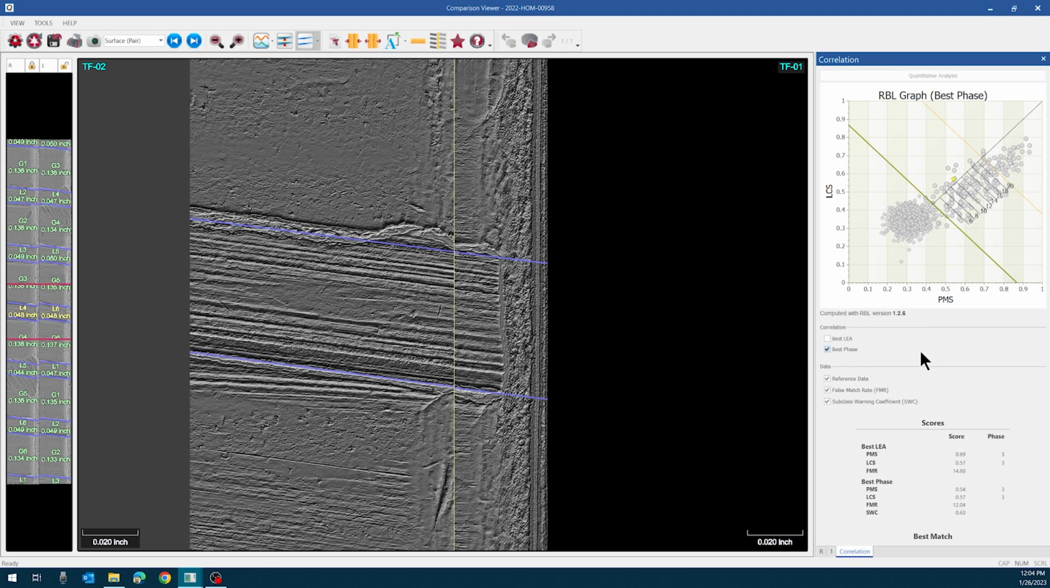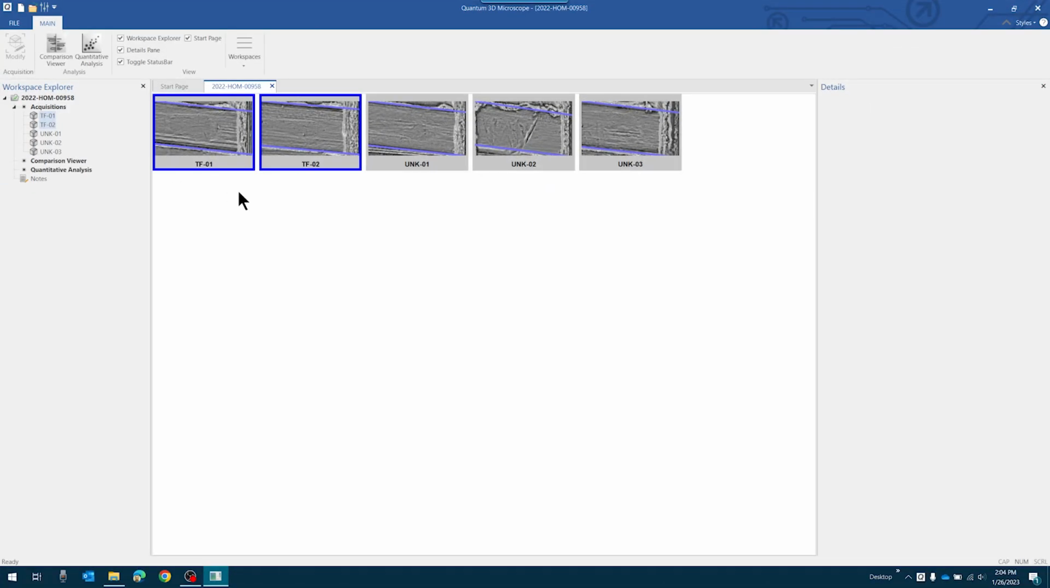In the previous episode, we saw that quantitative analysis was run automatically when it compared testfire 2 to testfire 1. For this episode, let's go more in depth in the quantitative analysis, and I'll show you how it can be run on an entire workspace. So first we're going to click on the QA button up top here.